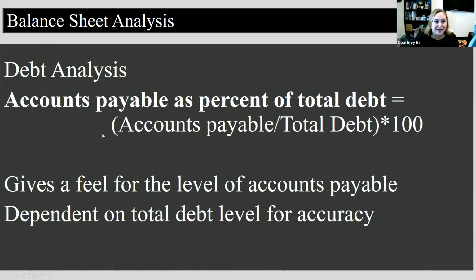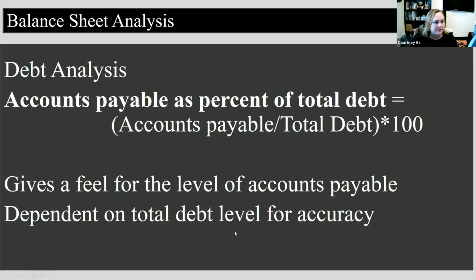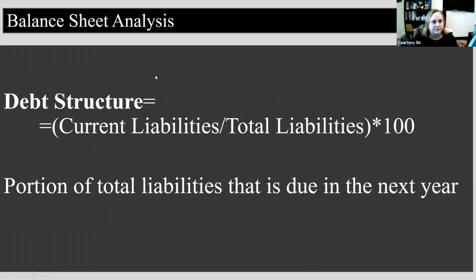So, some more debt analysis information: accounts payable as a percent of the total debt. That's your accounts payable, what you owe, divided by the total debt times 100. It gives a feel for the level of accounts payable, and it's dependent on the total debt level for accuracy. Your debt structure is equal to your current liabilities divided by your total liabilities times 100. Again, we're getting that percentage in there. It's the portion of total liabilities that is due in the next year.